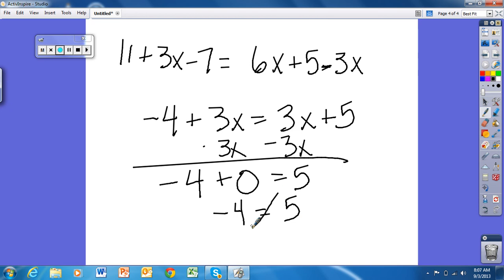Well, of course not. That means there is no value of x that you could put in here that would make these two sides equal. Absolutely no value of x. So this is what we would call no solution. This equation has no solution. Okay, let's try another one.